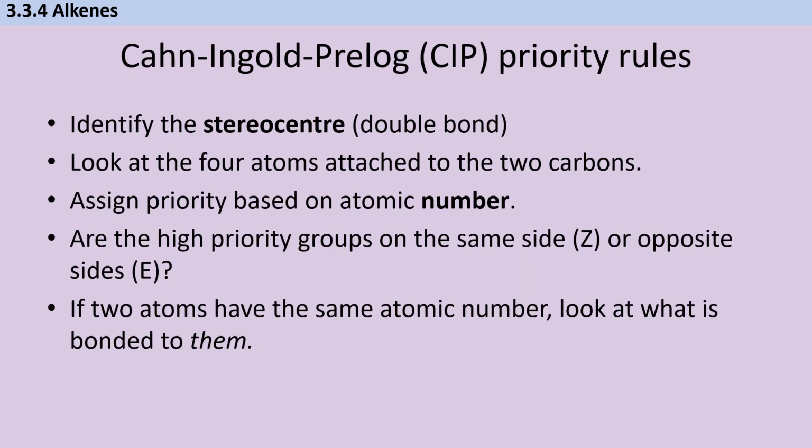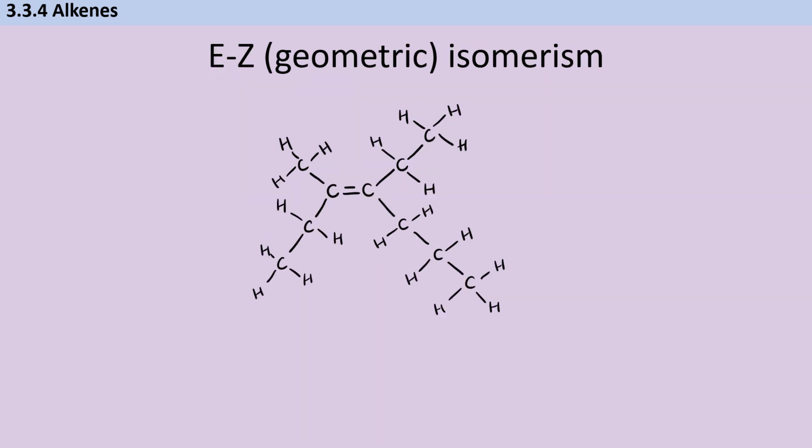If all four of the bonds made by that stereocenter are also to carbon atoms, then they all have the same atomic number. So at that stage, we need to start looking at what those carbon atoms are bonded to. Here's a slightly silly example just to make the point. So we start off, we look at the stereocenter here, and we see that the four atoms bonded to it all have an atomic number of 6 because they're all carbon.